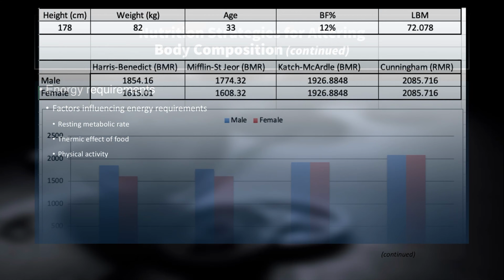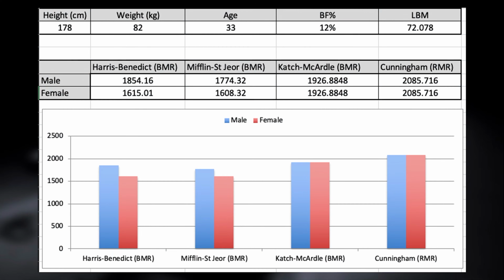Now, this next slide is an example of different BMR, basal metabolic rates, or RMR, resting metabolic rates, energy requirements for an individual. I'll let you guess who this individual is based on the details there. It might be me, maybe not. I don't know. We'll see.